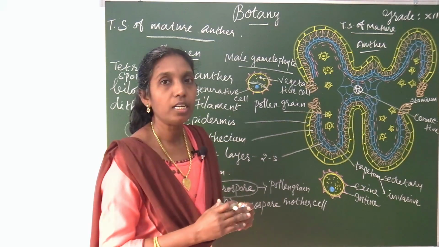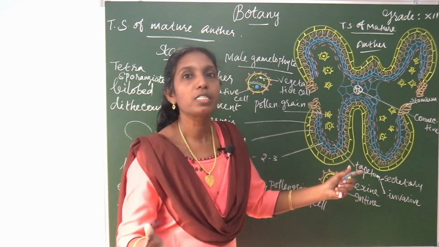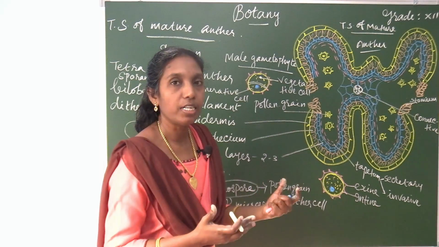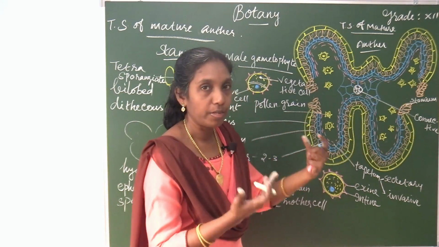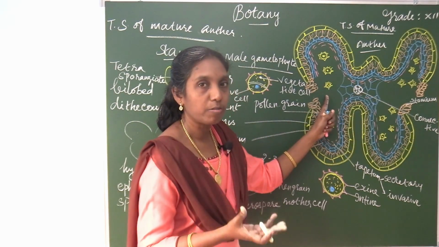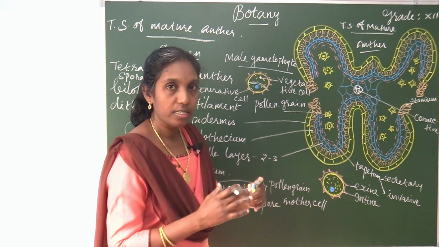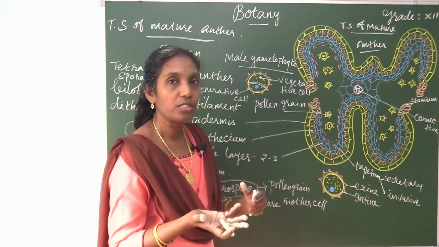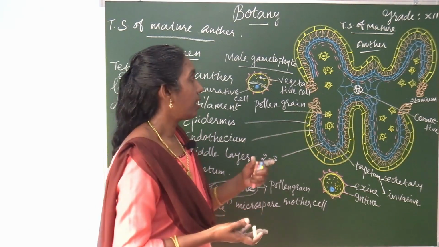The stomium helps to disperse the pollen grain when it is mature. So this is the mature anther. At the time of maturity, it contains the pollen grains. The microspore becomes the pollen grain, which is liberated either at the two-celled stage or at the next stage, called the three-celled stage. What is this three-celled stage?